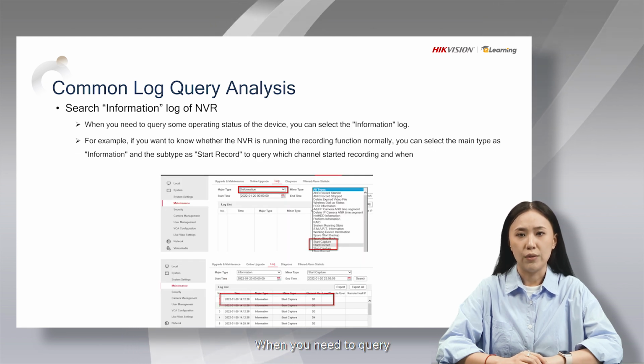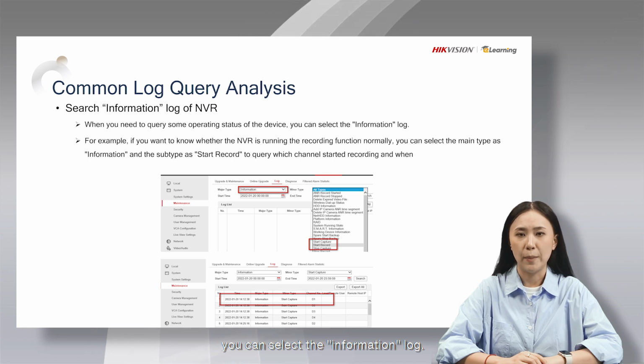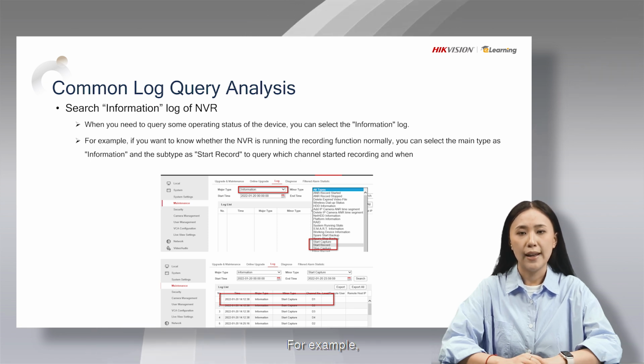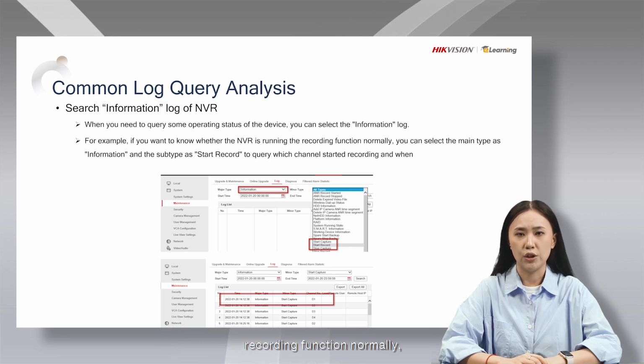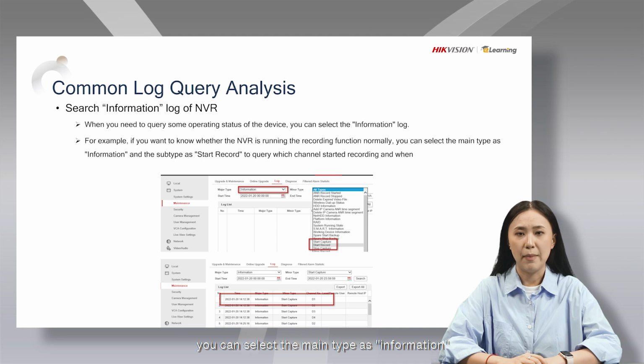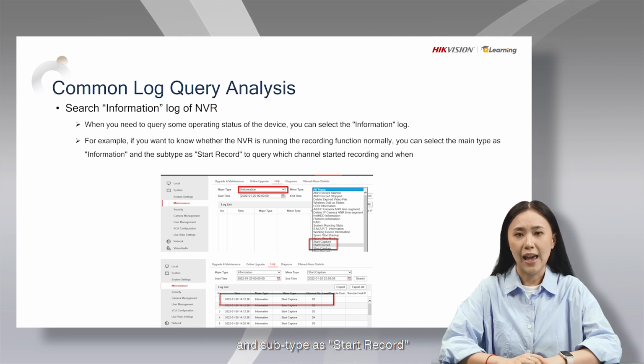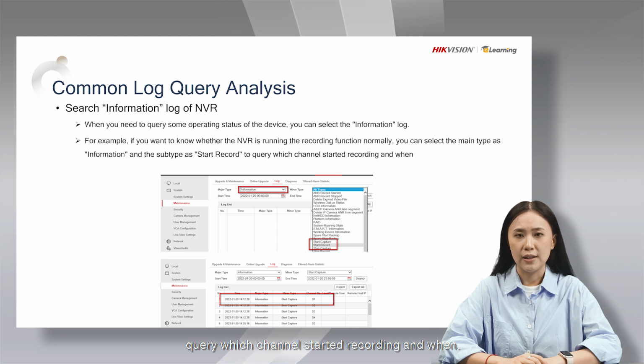When you need to query some operating status of the device, you can select the information log. For example, if you want to know whether the NVR is running the recording function normally, you can select the main type as information and subtype as start record to query which channel started recording and when.